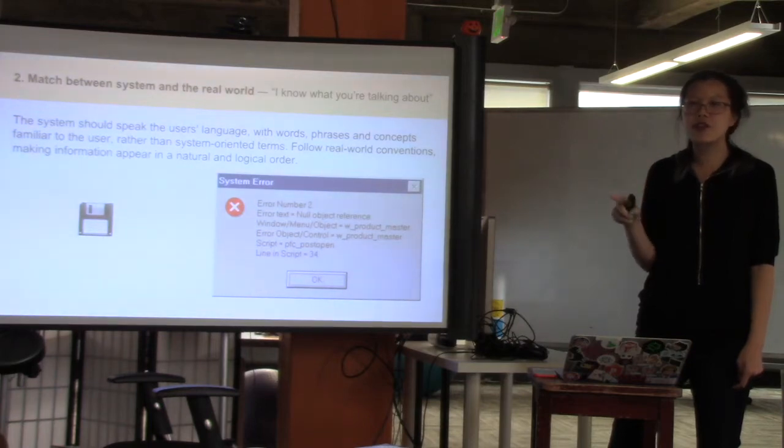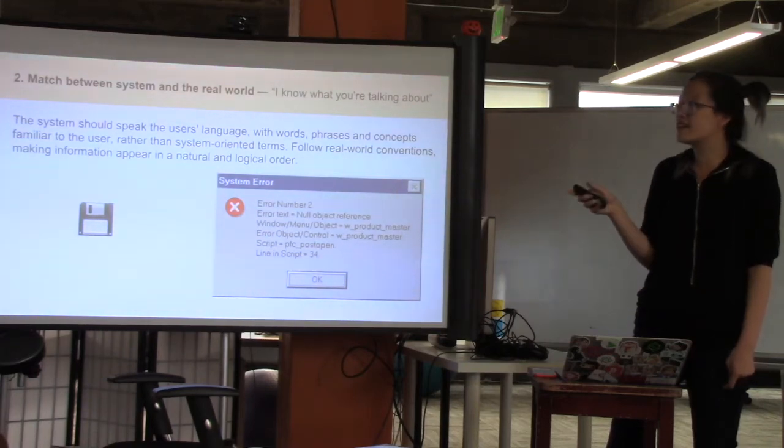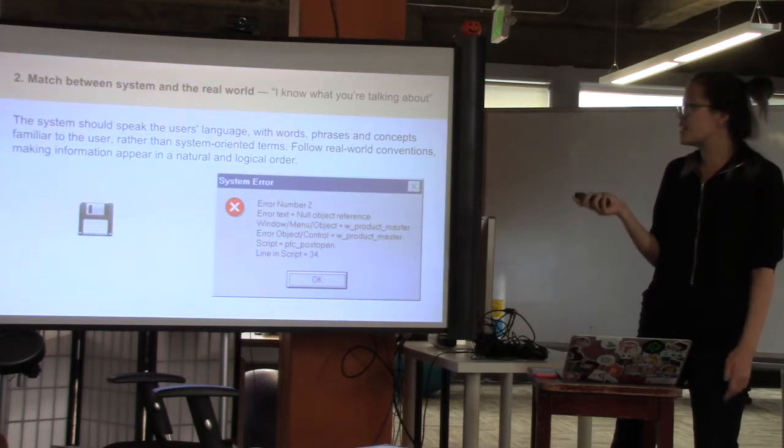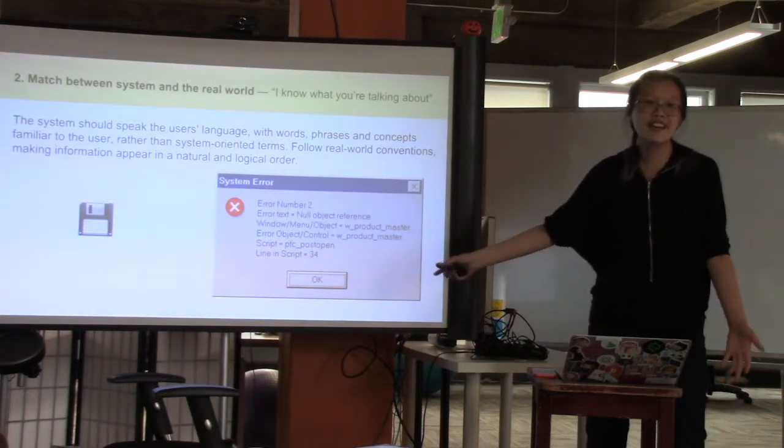This means that the user interface shouldn't be overly technical. It should use either metaphors or things we know about, like the save icon. That was a good metaphor in the beginning, not anymore. This is a horrible error message. This is computer speak, not human speak. All I can do is click OK and agree with it.